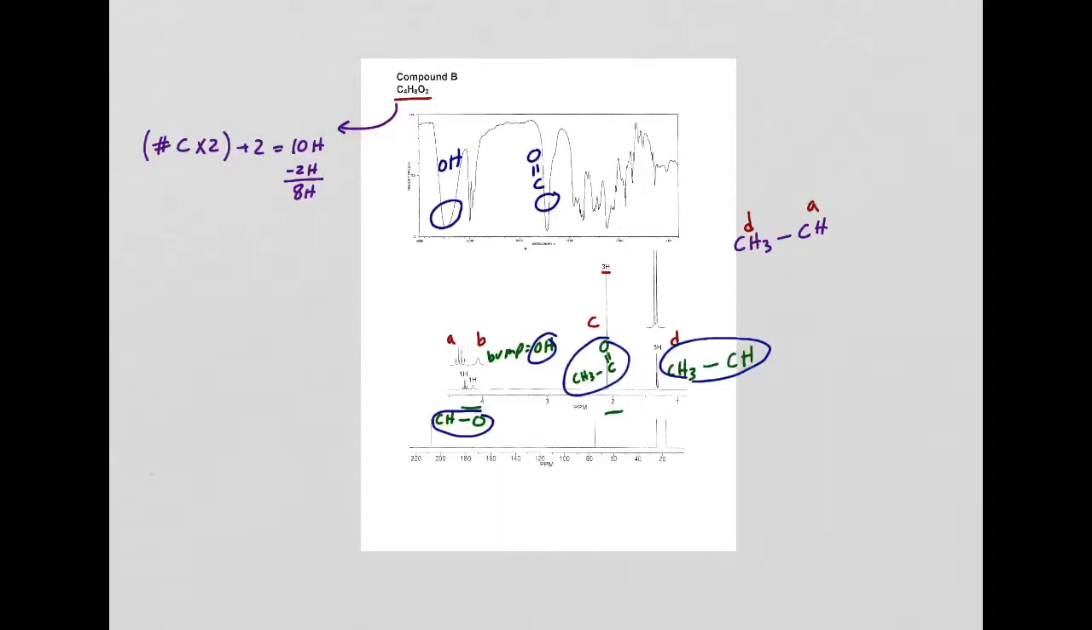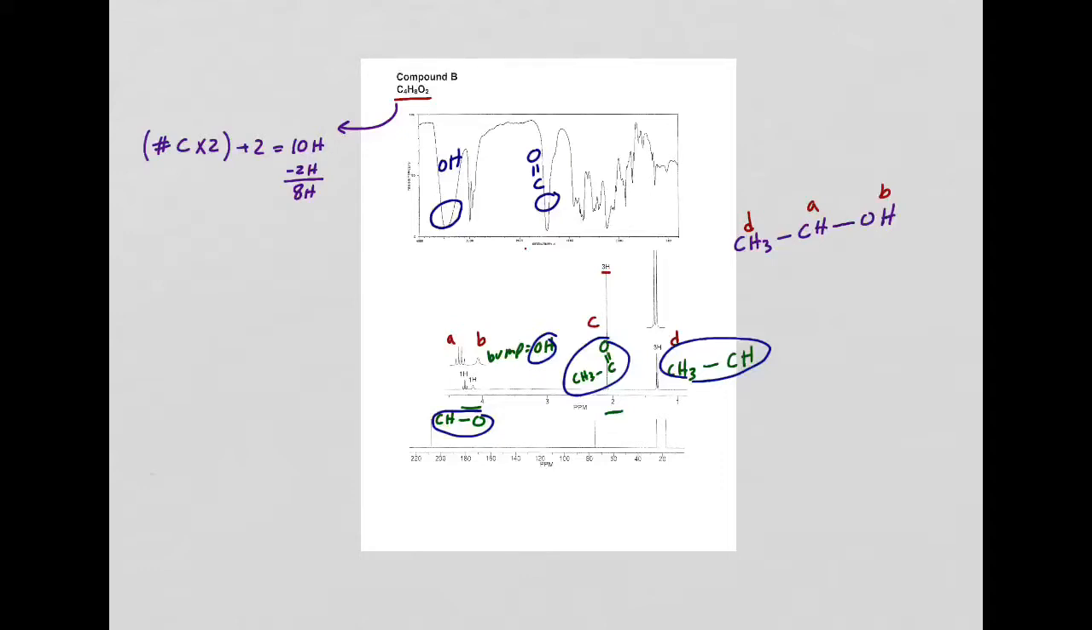Now, that CH is directly attached to an oxygen. And we know that in this case, it's directly attached to the OH. So this is my peak B. Now, how do I know it's OH? The IR told me I have an OH and I have a carbonyl. And this is directly attached to an oxygen, so the oxygen is probably OH.